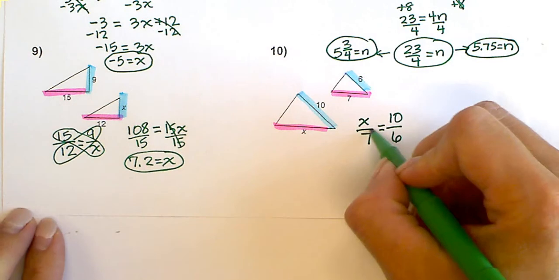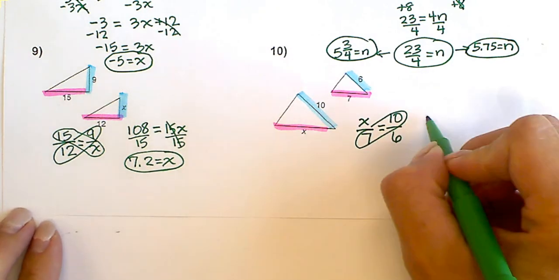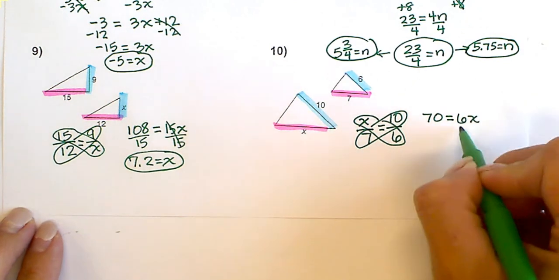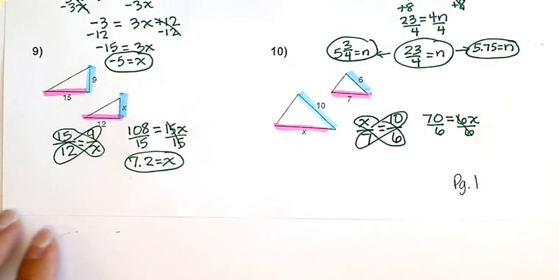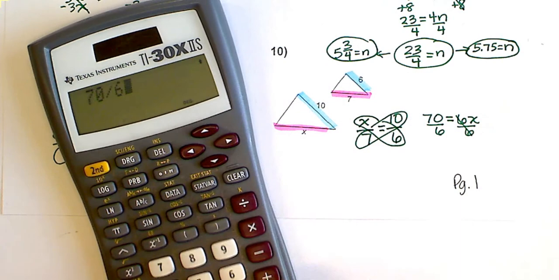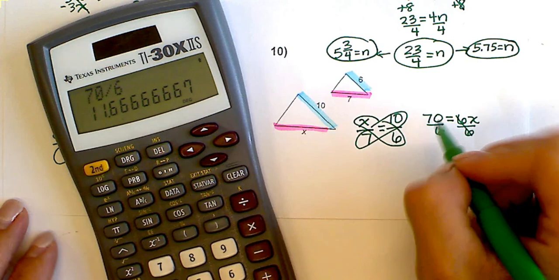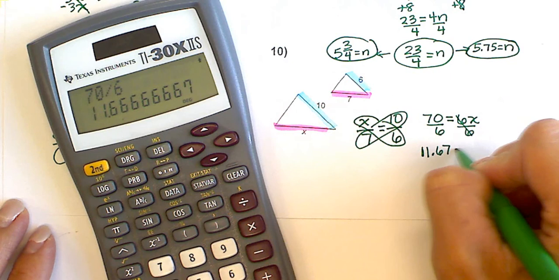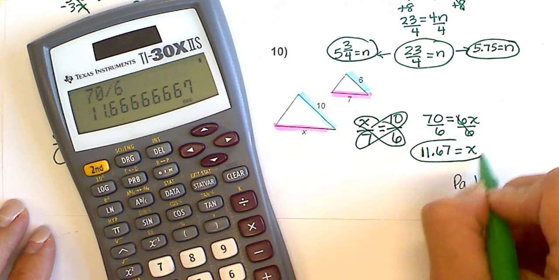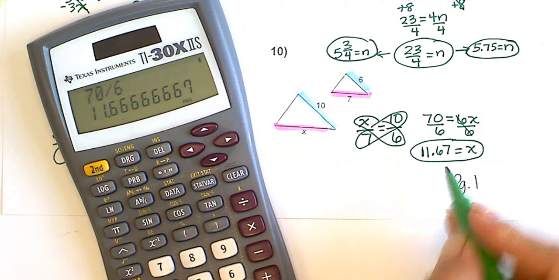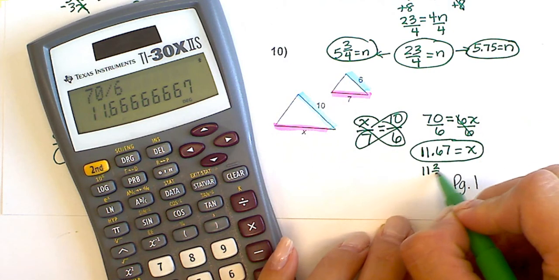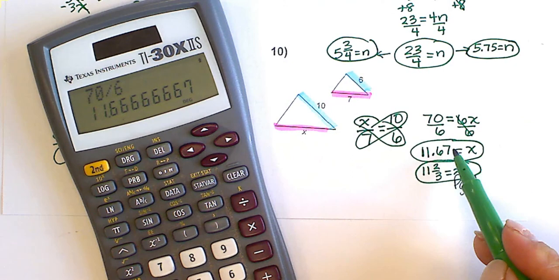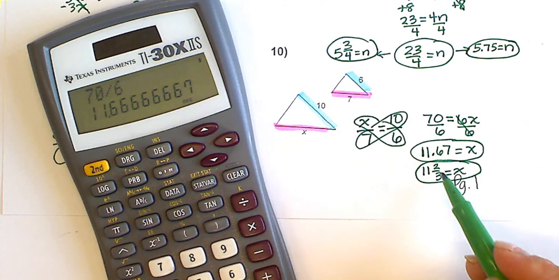Now let's use cross products. So 7 times 10, which is 70, is equal to the cross product of 6 times x. Now we will divide by 6, and 70 divided by 6, we get 11.6 repeating. So I'm just going to write 11.67 equals x. You could also put 11.7, or you could write, this would be 11 2/3. So you can write this any way or any form you'd like. I would take a rounded decimal if you round correctly, or a simplified fraction.